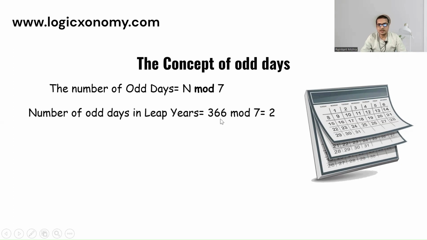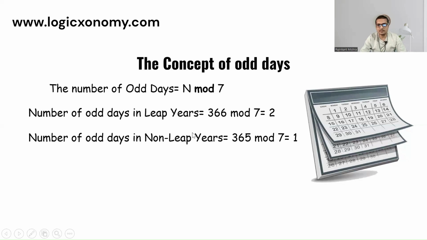As we know, in leap years there are 366 days. 366 mod 7 is equal to 2. It means in a leap year there are 2 odd days. In a non-leap year there is 1 odd day, because the number of days is 365.